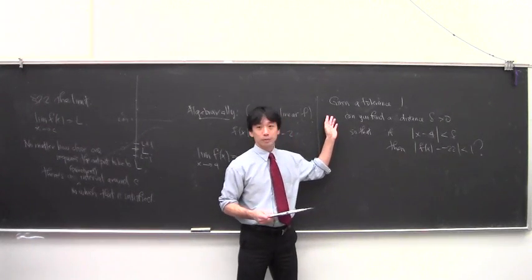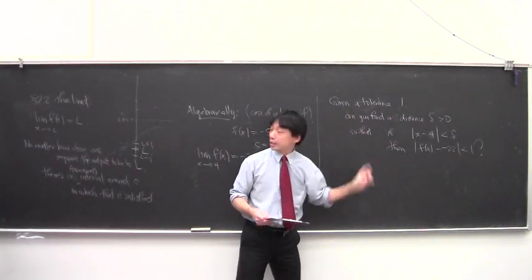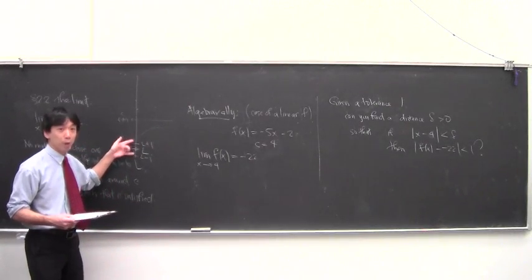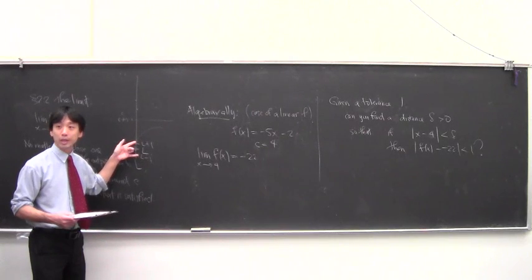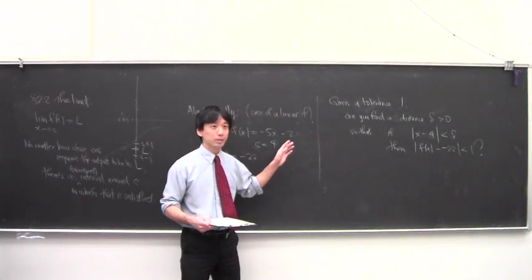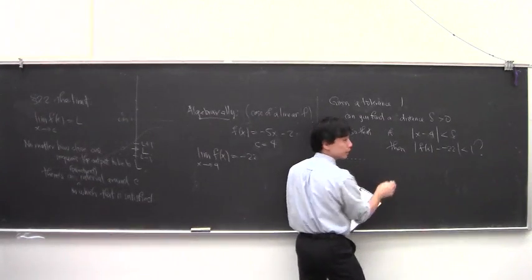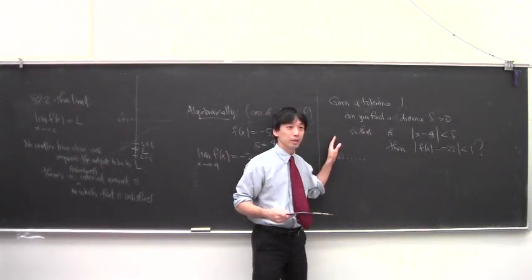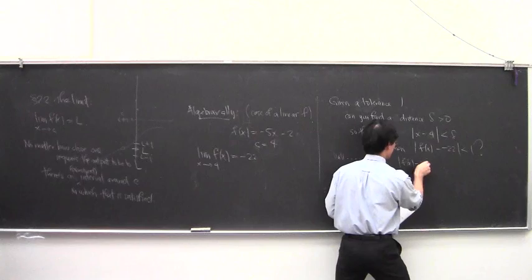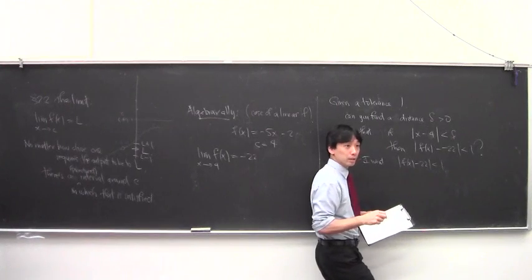Somebody's saying, you're claiming that the limit is negative 22. Well, can you play the game for me? I'd like you to stay within 1 of negative 22. Can you find a place where that happens? And you say, okay, so you start thinking. Here's how you do it algebraically if you didn't have a graph. Let's think. I want the absolute value of f of x minus negative 22 to be less than 1.